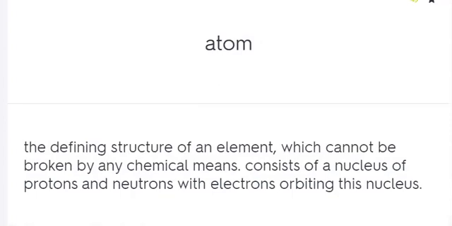Element: a substance consisting of atoms which all have the same number of protons, that is the same atomic number; chemically the simplest substances, and hence cannot be broken down using chemical methods, can only be changed into other elements using nuclear methods. Atom: the defining structure of an element which cannot be broken by any chemical means; consists of a nucleus of protons and neutrons with electrons orbiting this nucleus.